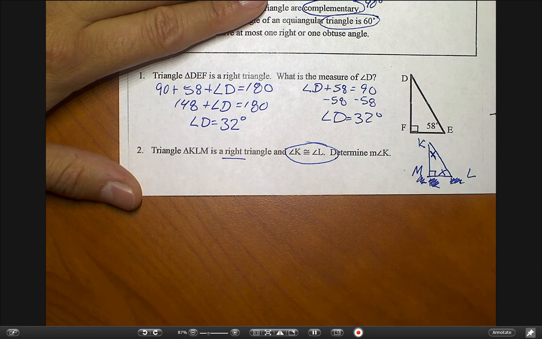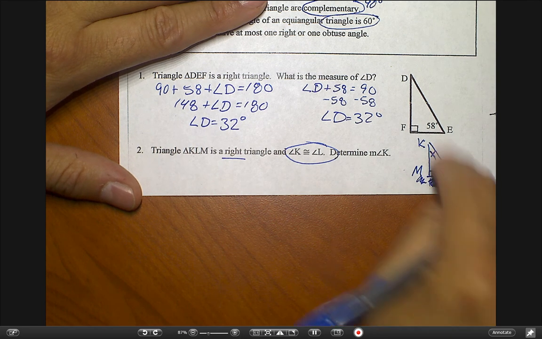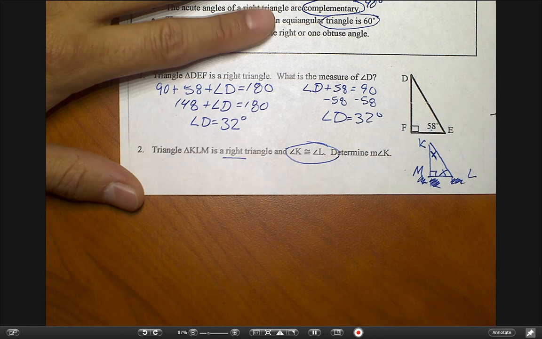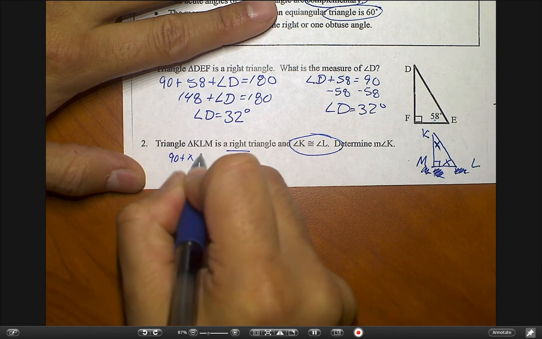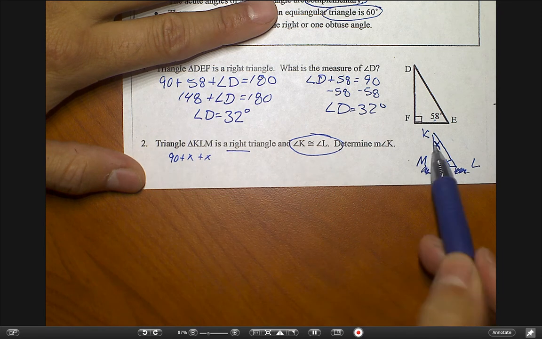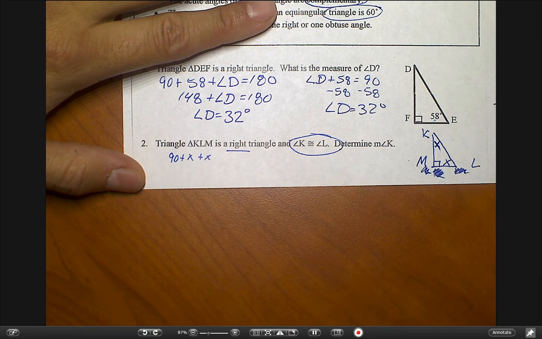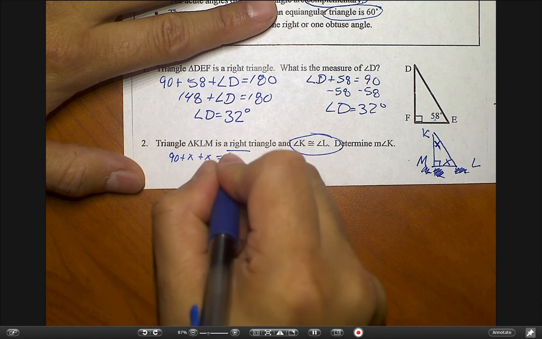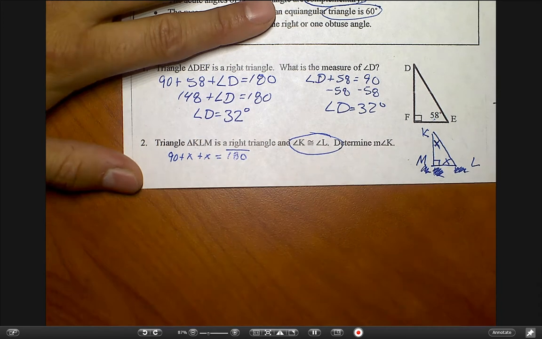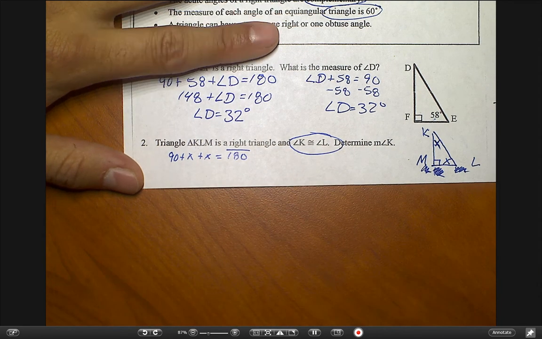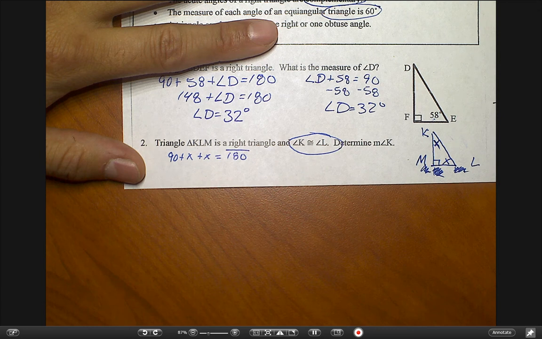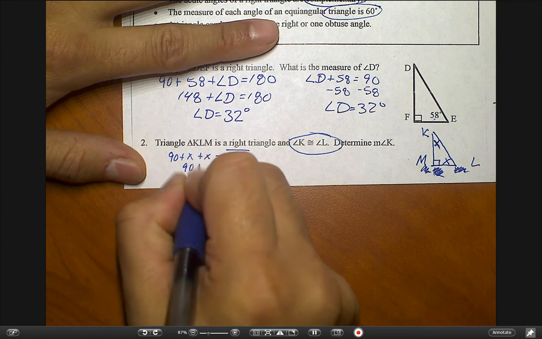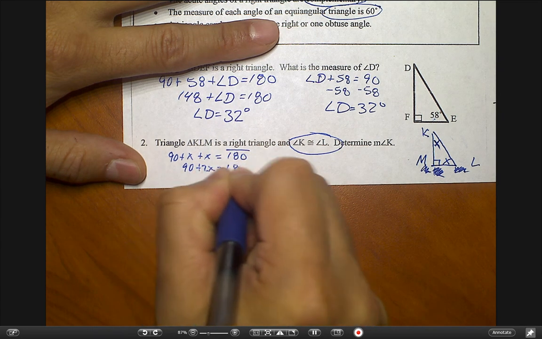So now let's do our math for this. Let's do all three angles together, so it's going to be 90 plus X plus X. I got that because this is unknown and they're both the same, right? Equals 180. If I'm going to combine like terms there, how many X's do I have? 2. So it's going to be 90 plus 2X equals 180.